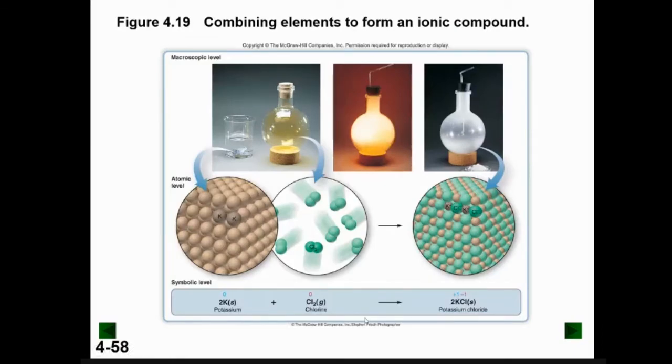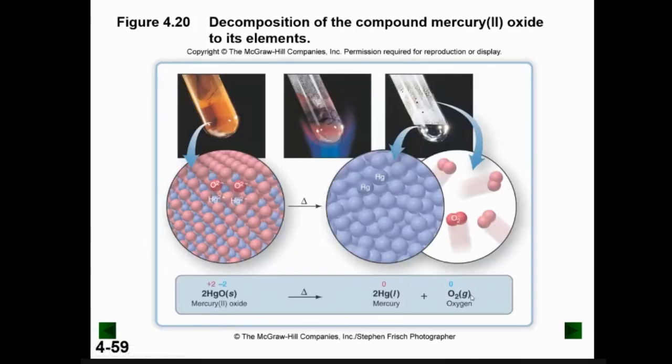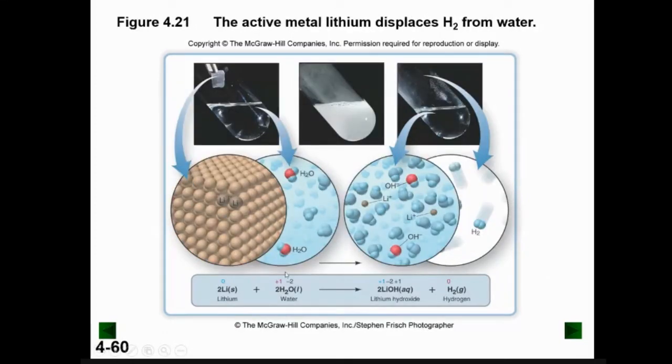Okay, and here what we're doing is taking 2 elements, potassium and chlorine, both with 0 charges. This is a combination reaction, becoming part of a compound, and now they have charges. This is the decomp. We have the compound breaking into its elements, which both have 0. A single replacement: this one's an element going into the compound, so it's 0 going to +1.